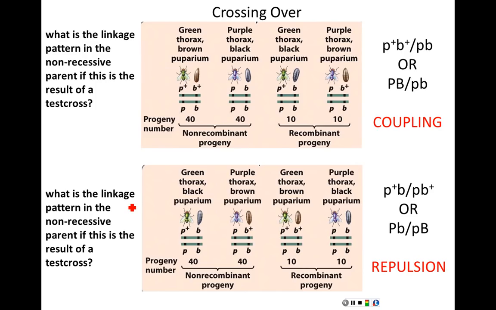Repulsion is when the individual is heterozygotic for two genes, but one chromosome has one dominant allele for one gene and one recessive allele for the other, and the other chromosome has the recessive allele for the first gene and the dominant for the other. That's repulsion. Coupling is when the two dominant alleles are together on one chromosome and the two recessive alleles are together on the other. And it makes a difference. We're going to see it makes a difference in some of these problems.